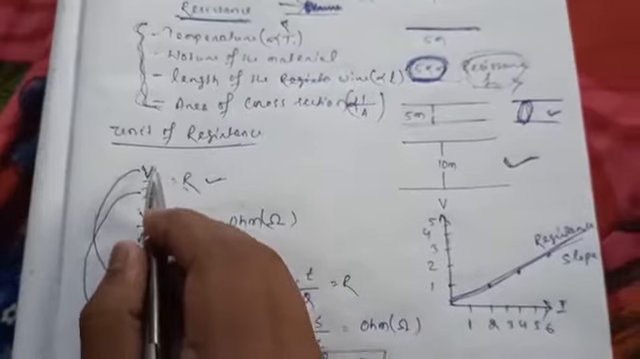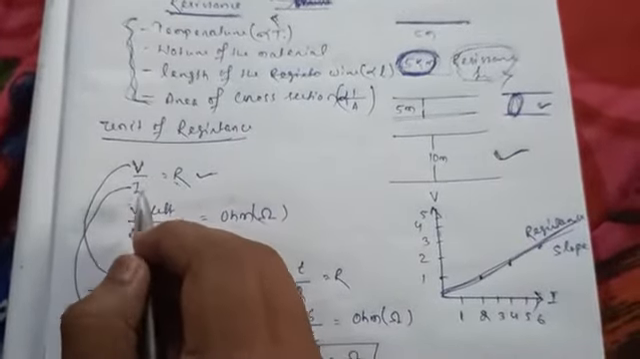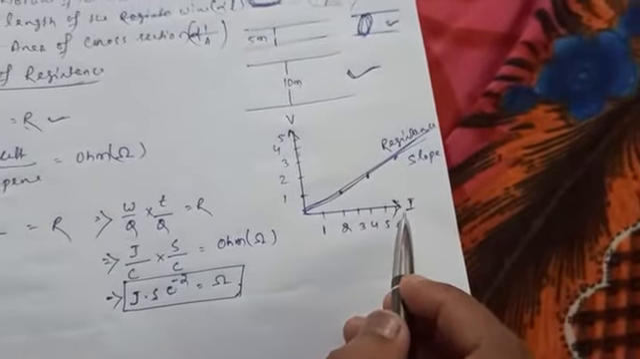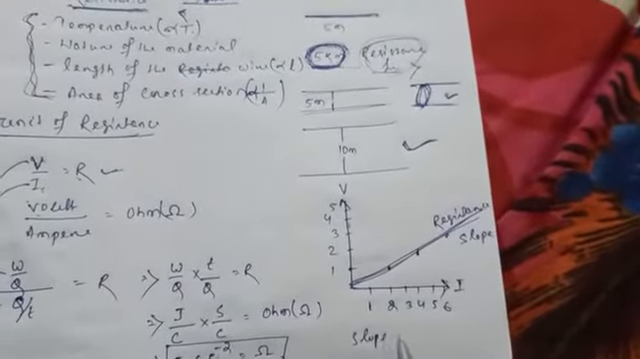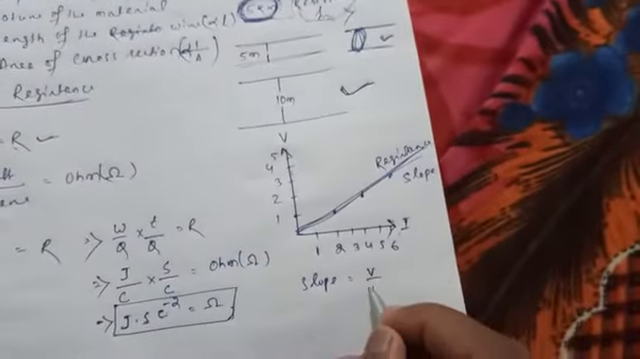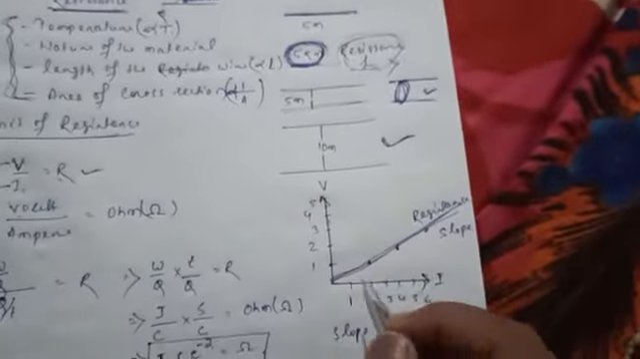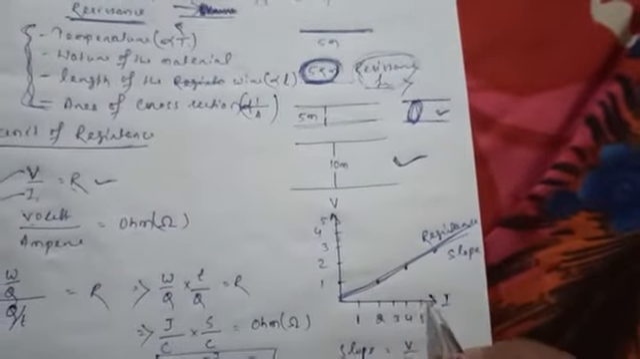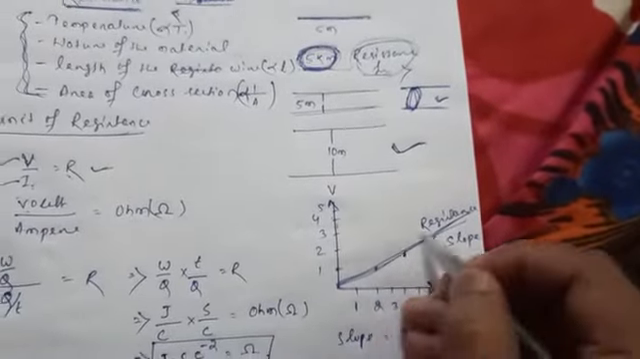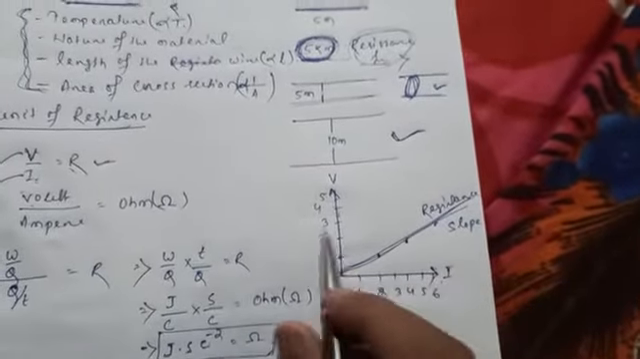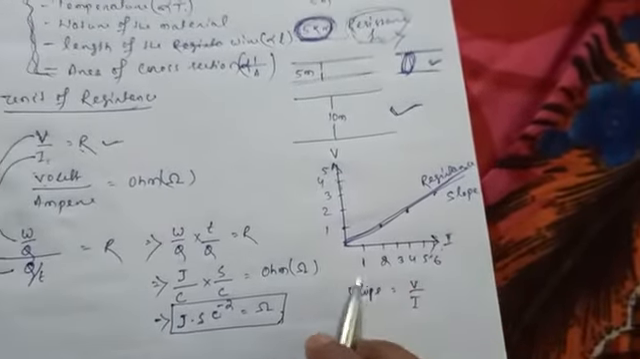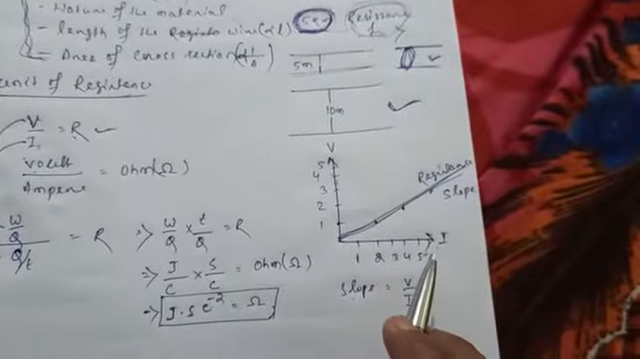You know that y by x in a graph is the slope. If you take y by x, this is the slope. So slope equals V by I, where y is V here and x is I here. In class 9 you have studied how to get the slope and how to get the area. Understand? Area is multiplication, slope is division. So resistance is the slope of the VI curve.